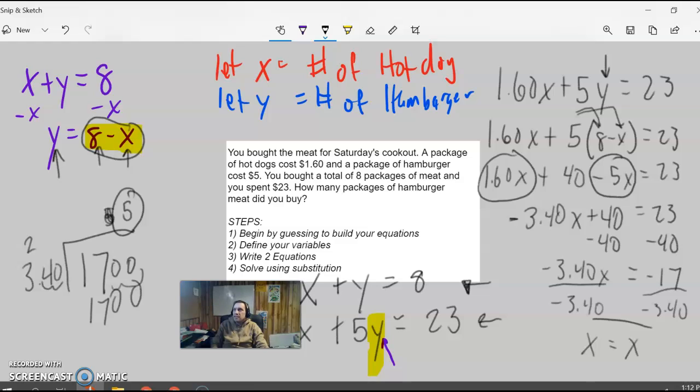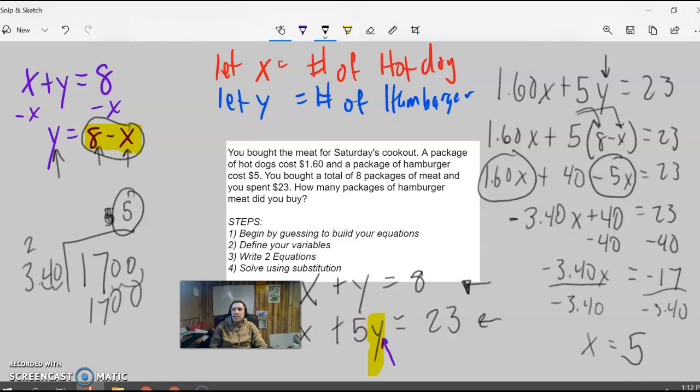So x is 5, right? X is 5. And what does 5 stand for? 5 stands for the number of hot dogs. So, right, 5 is the number of hot dogs. Then I put it in here.